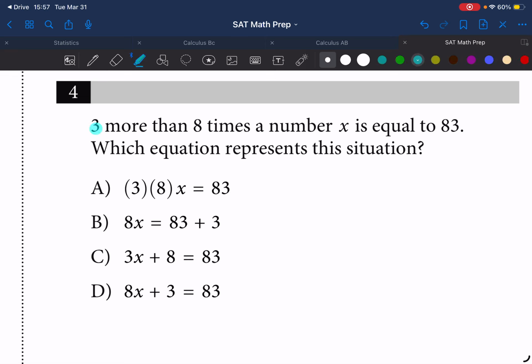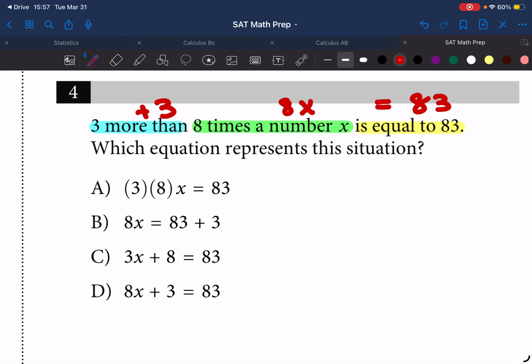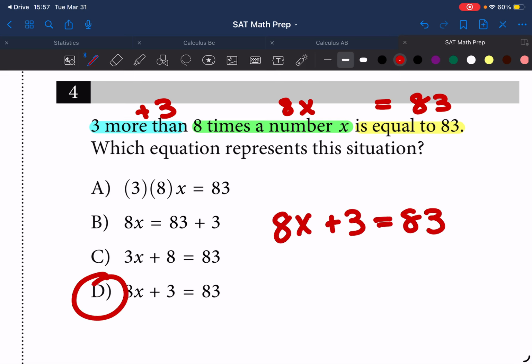So first, 3 more than means we're going to add 3 after the fact. So this is a plus 3. 8 times a number x is 8x, and then is equal to 83, so equals 83. Okay, so this is the same as saying 8x plus 3 equals 83, which is D.